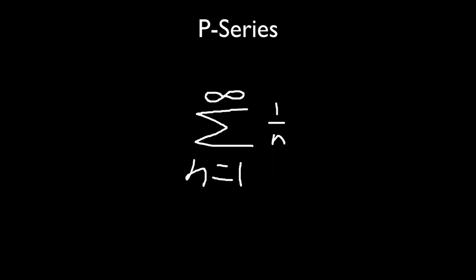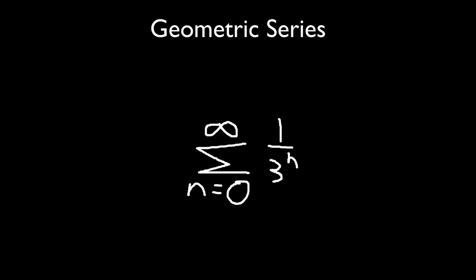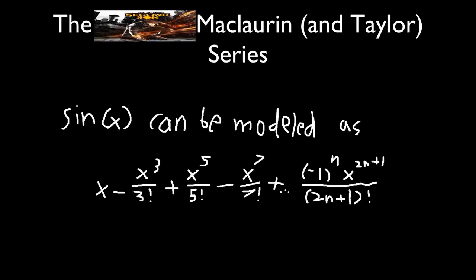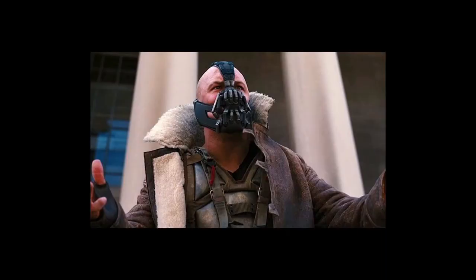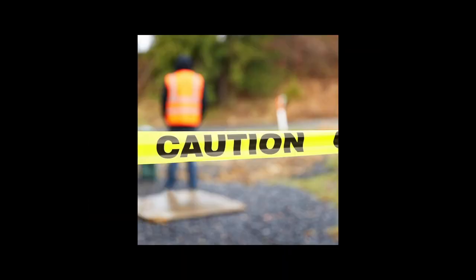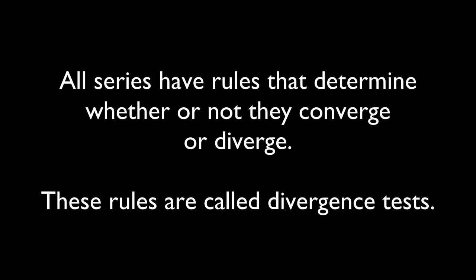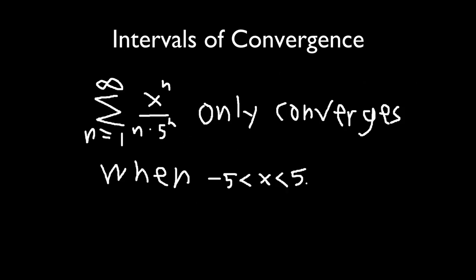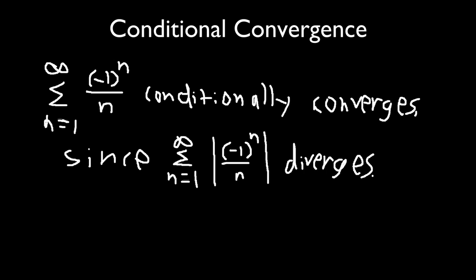There are various types of series, like the P-series, the geometric series, the alternating series, and the infamous Taylor and Maclaurin series that are the banes of all AP Calculus BC students. Watch out for those. All of these series have special rules about what needs to be done for them to converge or diverge. Some series also only converge on a specific interval, and a couple only converge conditionally.